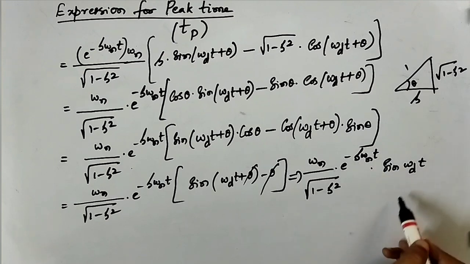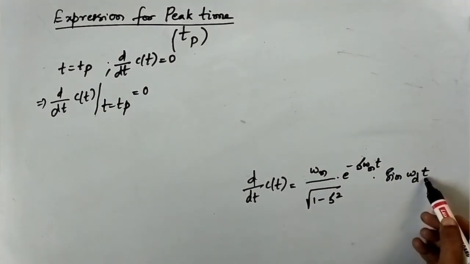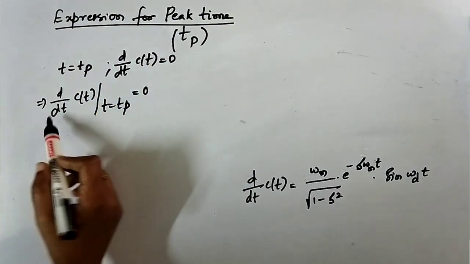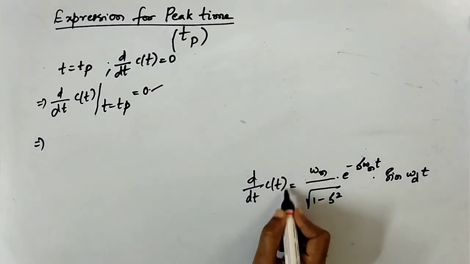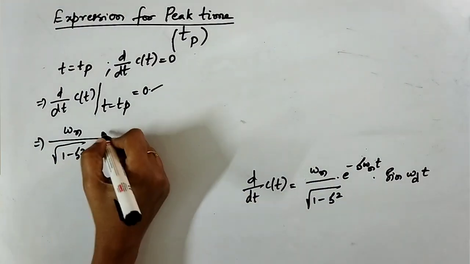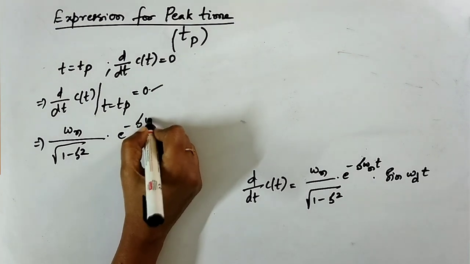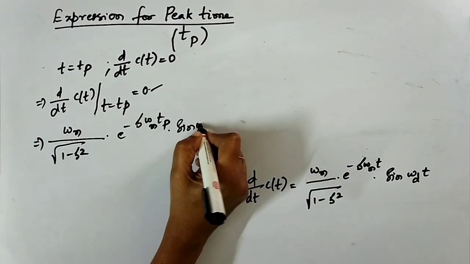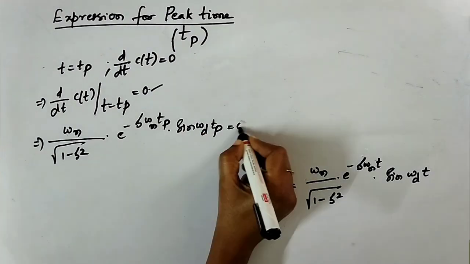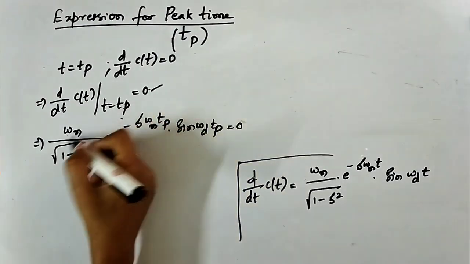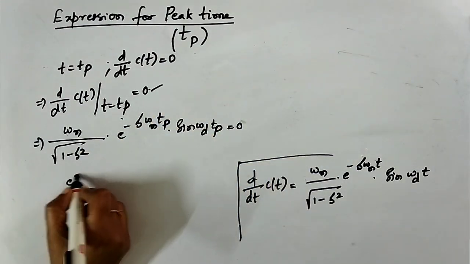This is only the differential part we have. In this expression we replace t with Tp, differentiating and equating it to 0. That is, dc(t)/dt is nothing but this one: omega n by root over 1 minus zeta square into e power minus zeta omega n Tp into sine of omega d Tp equal to 0. Now we know this particular term, omega n by root over 1 minus zeta square, is not equal to 0. This can't be 0.